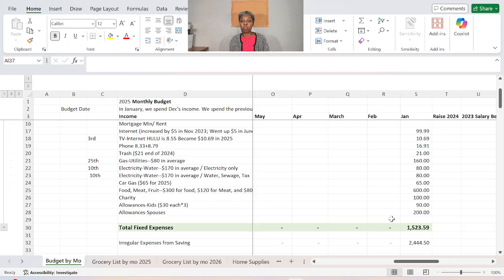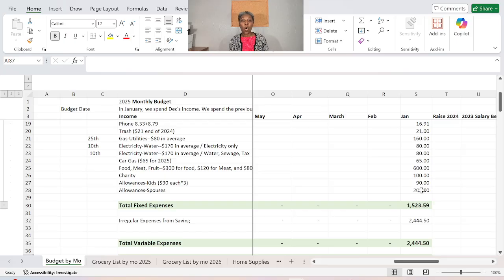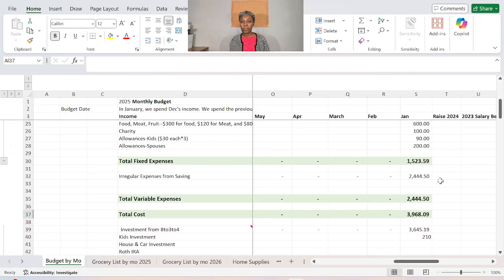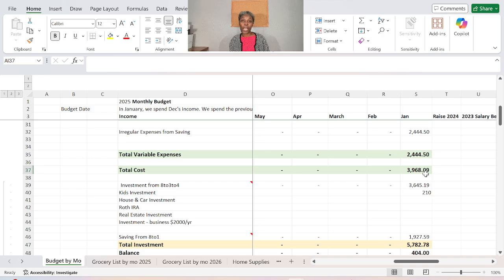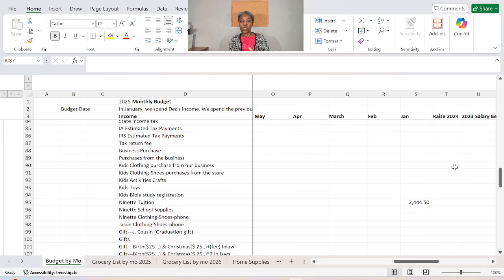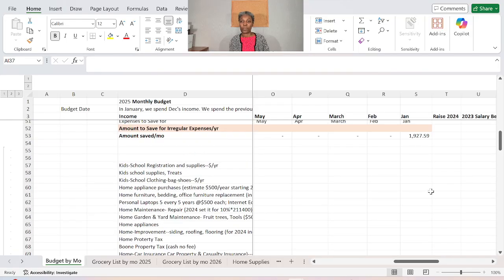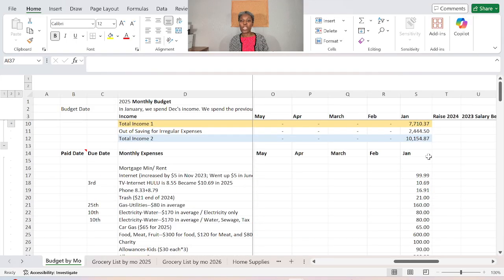So it gives me how much I know we need to keep in the checking account from our income for those expenses. And then we know that for our irregular expenses, we save money for it. So to pay for those irregular expenses, we will move money from the checking account to cover that expense. Therefore, a portion of our income is going to go in the checking account as well.